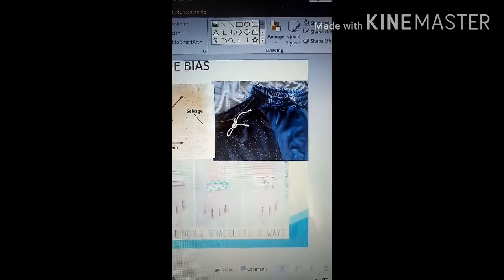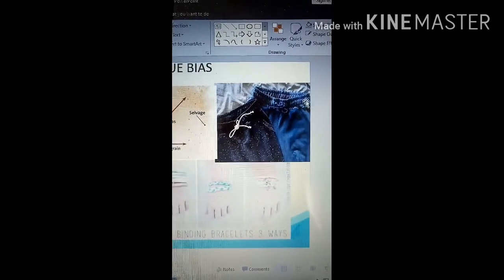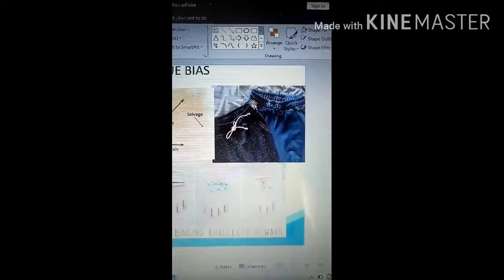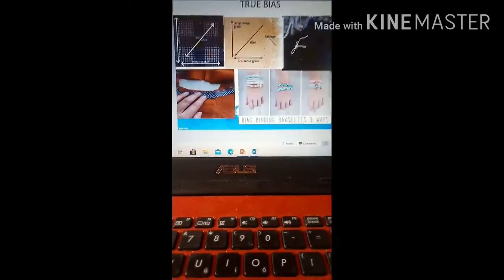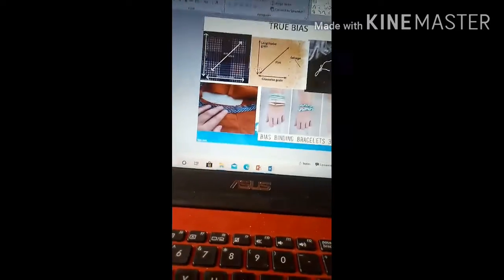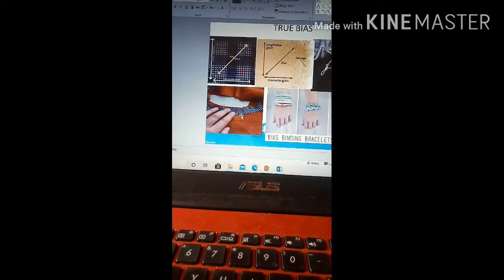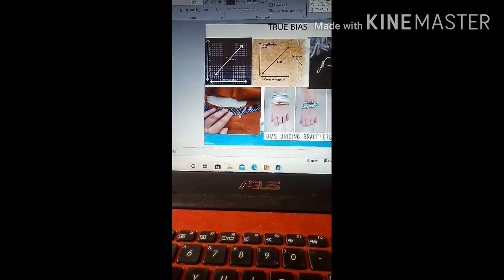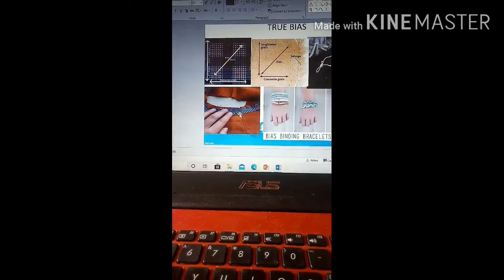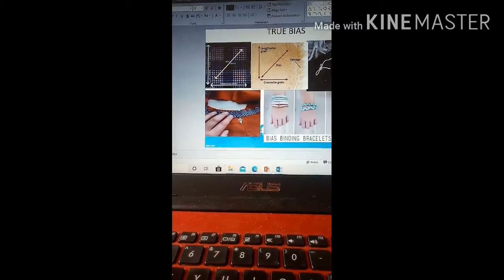So when you see a proof like this thing here, the waist here is called the true bias. Then you can also use bias to make bracelets. As you can see here, you can use bias to make bracelets. So this is how you make your bias at the edge of a trousers or a skirt.